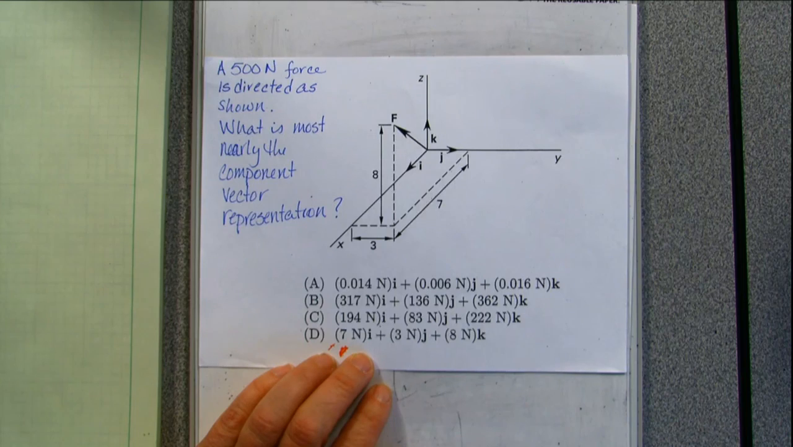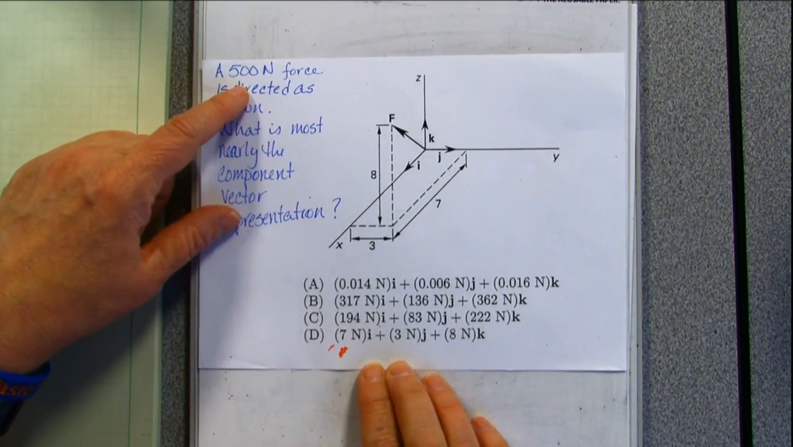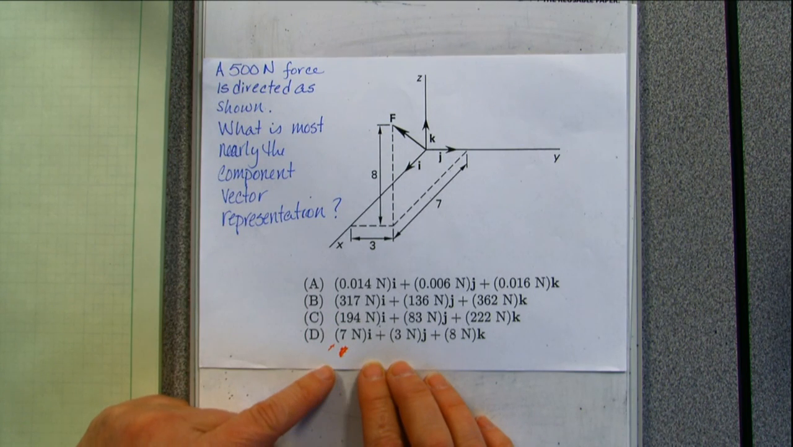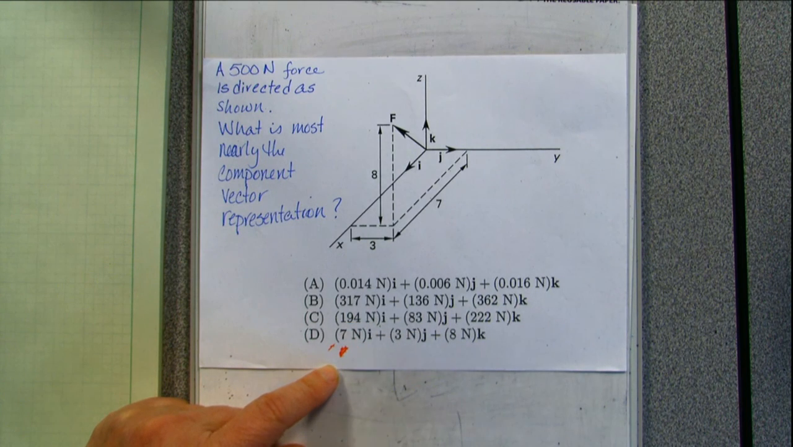So the big thing is, one of the easiest ways to do it is figure out which one of these has a magnitude of 500. That's quick and dirty, because this is going to be a 500 Newton force. Now, which one of these has got a magnitude of 500? Then you got to make sure your positives and negatives are all right. So test taking skills 101.